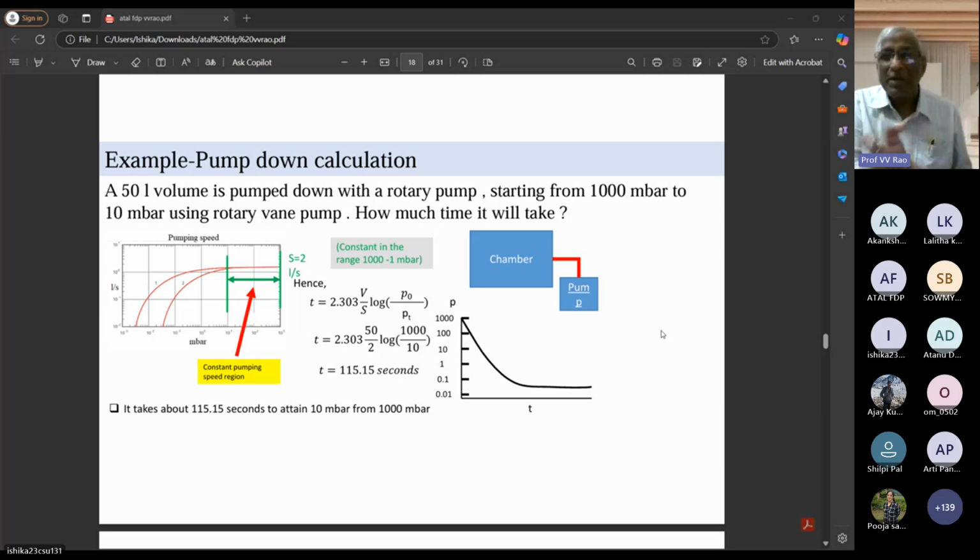Or the interconnecting pipe is not opened, the valve is not open, or the pipe is maybe 10 meters long. So conductance is so poor that you are having 120 liters per minute, but actually 0.1 liter per minute is the pumping speed available at the site. That may be the reason. So you will have to start thinking about all these things.